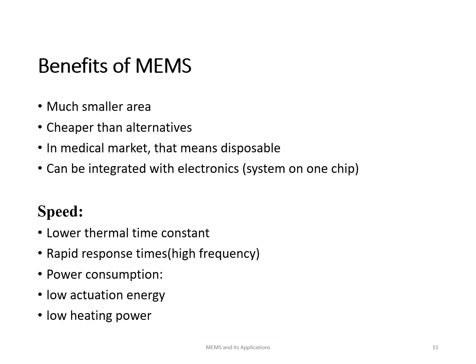Then the benefits of MEMS: it occupies a much smaller area and is cheaper than alternatives. In the medical market, that means disposable devices that can be integrated with electronics, system on chip, SOC. Then speed: lower thermal time constant and rapid response times at high frequency rates. Then power consumption is very low. Then low actuation energy and low heating power, which are the factors that determine the speed.